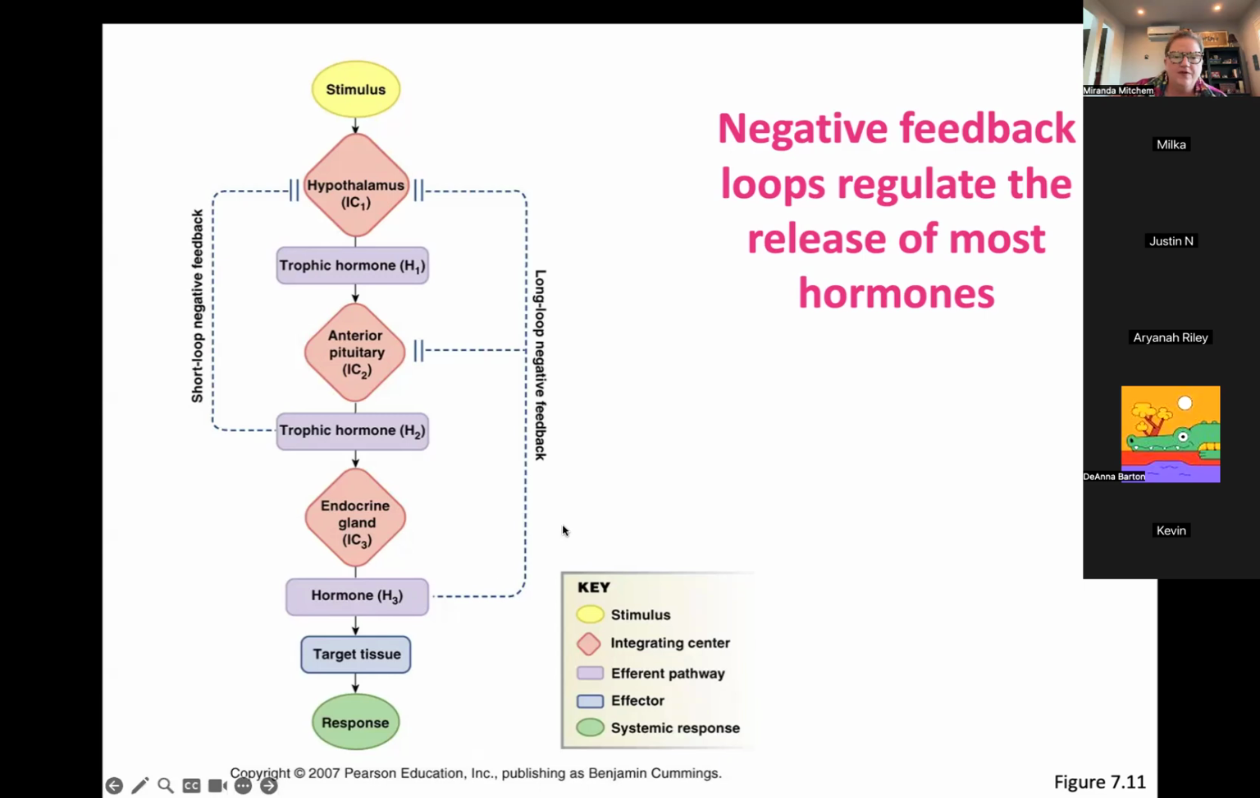And then our feedback loops: we've got the ability to go from the end all the way back to the beginning. So that is the long loop. But there's also the possibility to break that long loop and target the second integrating center, and then we have another short loop. Well, the short loop is from the second hormone back to the hypothalamus. So this long loop is all one pathway, but we can branch off of it and act at the anterior pituitary.